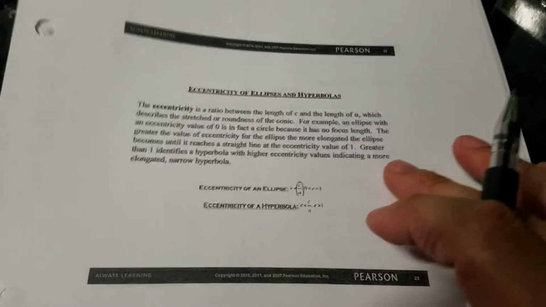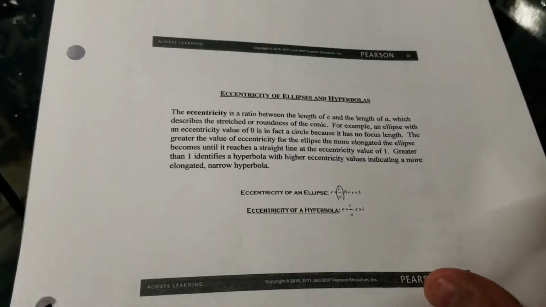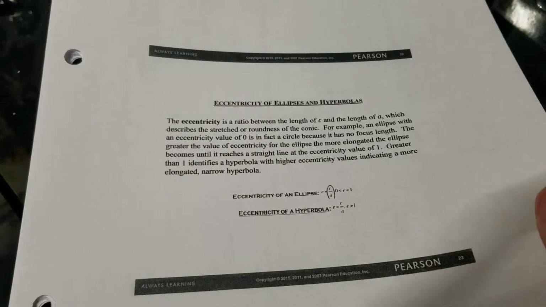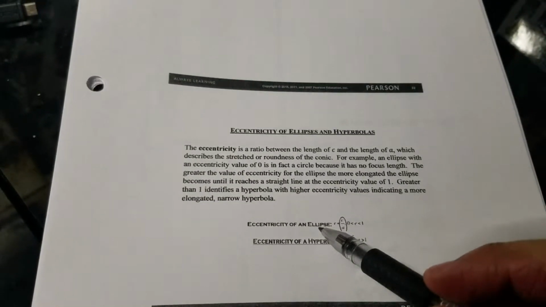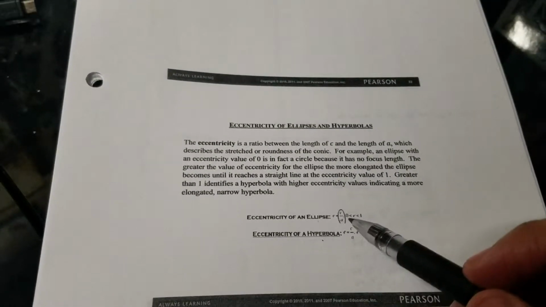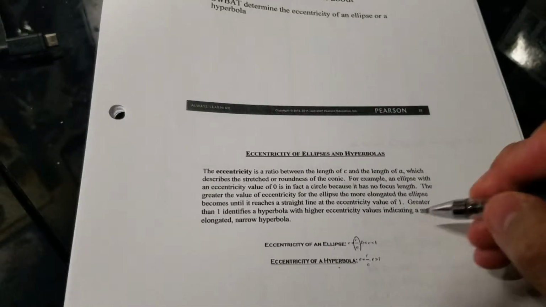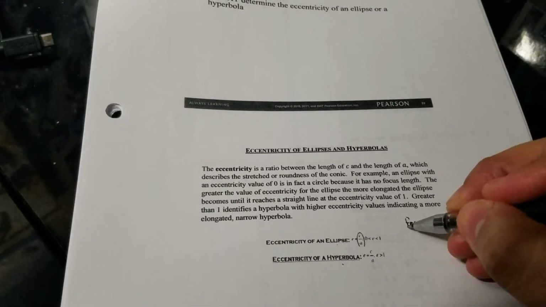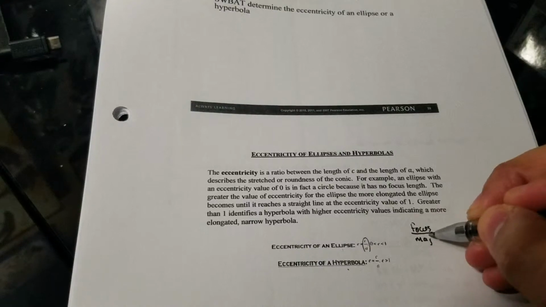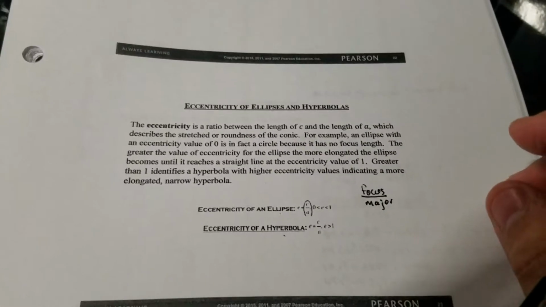Hey guys, so this is another video over the week. This is over eccentricities. Really the only ones you're going to need it for is for an ellipse and a hyperbola. And really this is just the ratio of the focus length to the major axis, whichever it may be. Okay, so focus to the major.